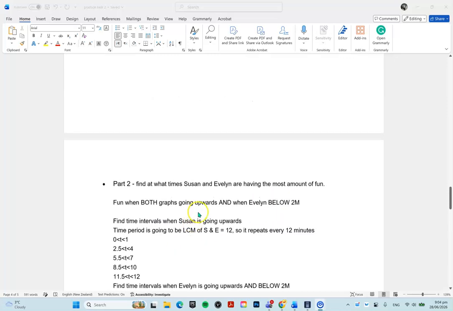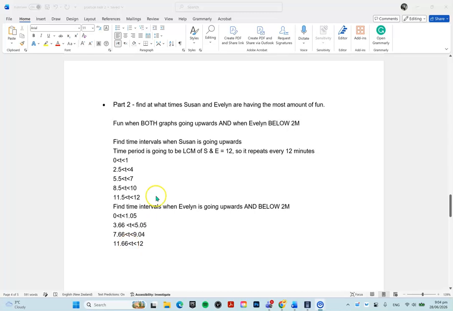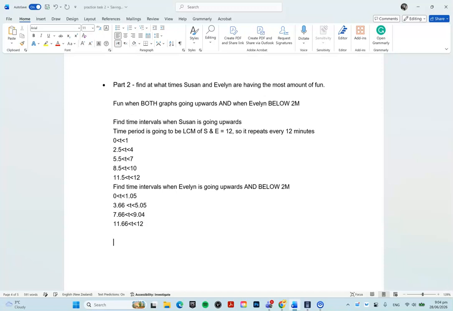So now, to find when they are both going upwards, we need to find the sections where they overlap. So now we're basically combining them together. The first section for Susan is 0 to 1, and the first section for Evelyn is 0 to 1.05. So for the first one, we're actually going to have to do 0 to 1, because we cannot do to 1.05 because she stops going upwards at 1.